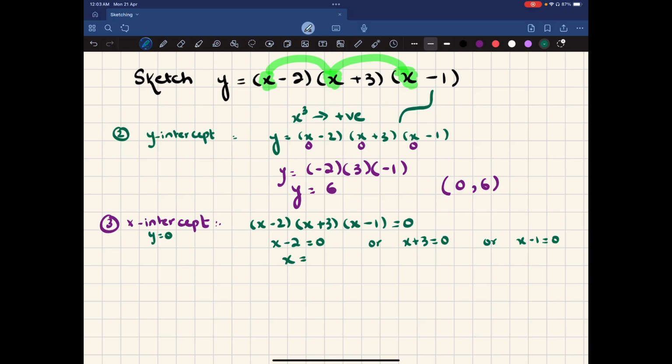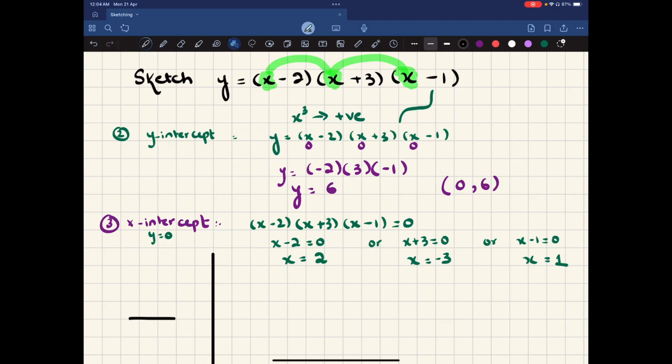In this case, we're going to get x equal to 2, x equal to negative 3, x equal to 1. So what are the points where the graph is going to cross the x-axis? It's 2, negative 3, and 1. Now we have all the important key pieces of information, so we are going to try and plot the graph.